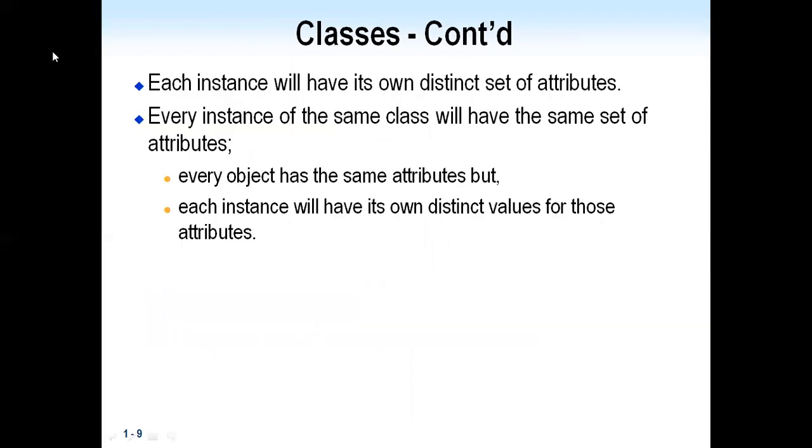Each instance will have its own distinct set of attributes. Suppose you are creating objects by using a class; each has a different set of attributes. Suppose person is one class. We are creating objects, and each has different values, so one person has a name different from another person. Next, every instance of the same class will have the same set of attributes, but each instance will have its own distinct values for those attributes.